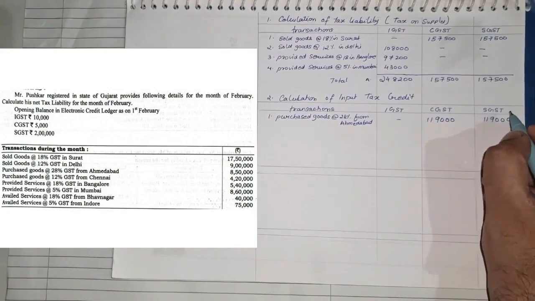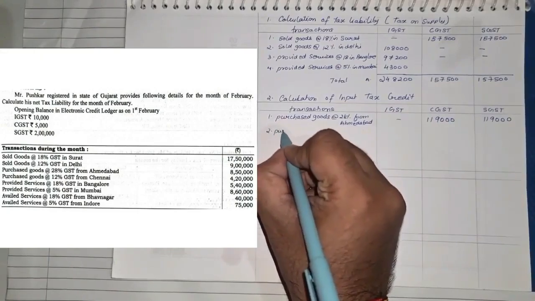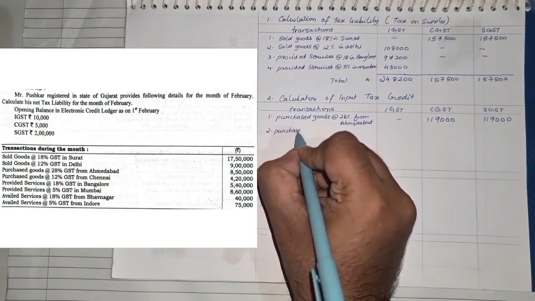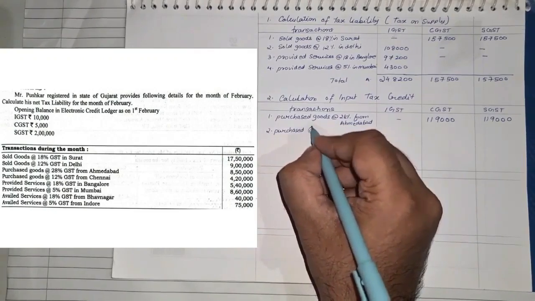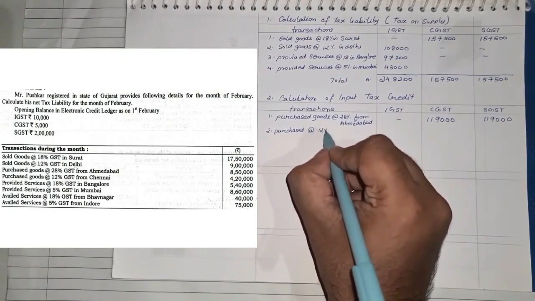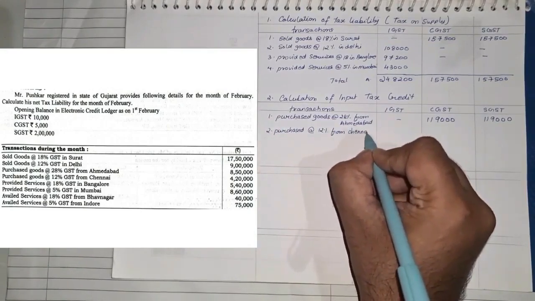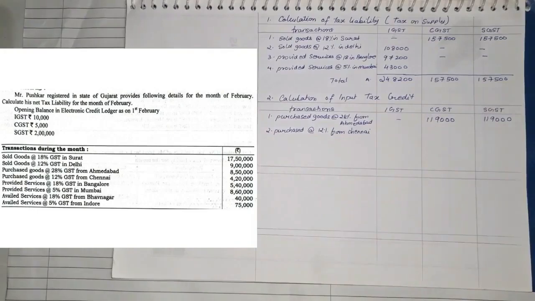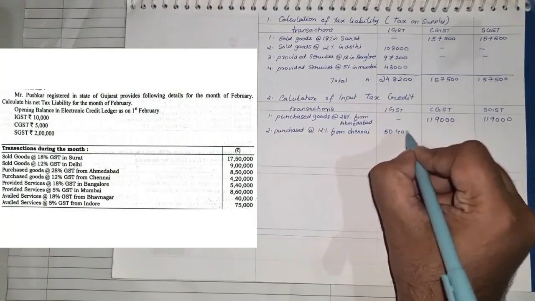Next is again a purchase, from Chennai. The second thing is purchase from Chennai. So I write here purchase at the rate of 12% from Chennai. Now the value of goods was 4,20,000 into 12%, which comes to 50,400.